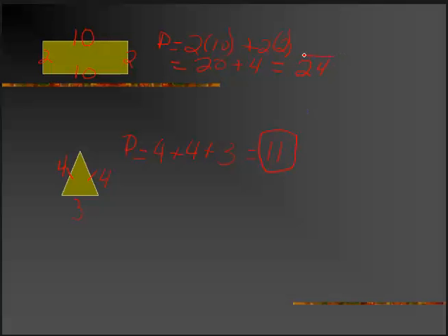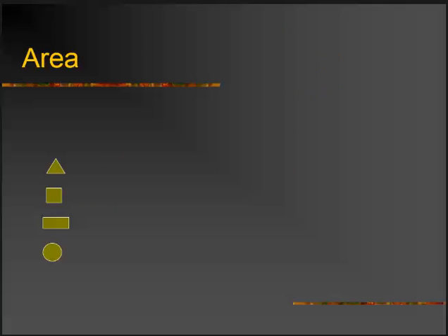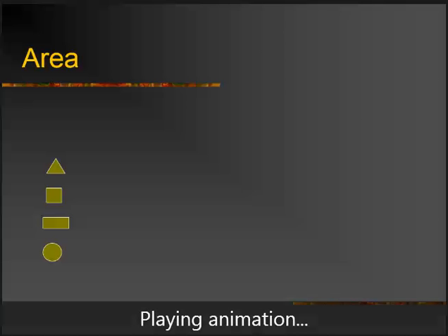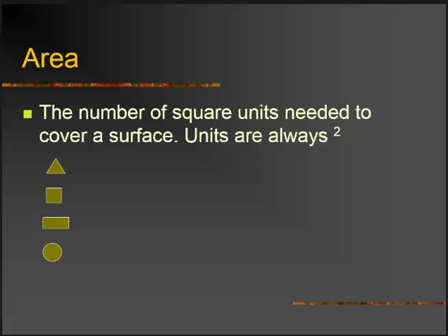Okay. Make it a habit to show your work and box in your answers. So again, be able to use those formulas for perimeter. Perimeter being distance around. Now, if we want to know how much area it takes up, how much it takes to fill in the inside, we want to find the area, which is the number of square units needed to cover a surface. The units are always going to be squared.